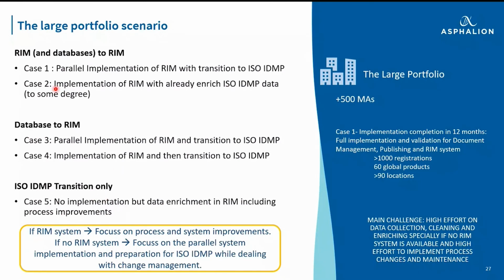So one important example, for case 1, a parallel implementation. We had one case where we completed this implementation in 12 months. This involved a full implementation and validation for document management, for publishing, and the RIM system. And this was done with more than 1,000 registrations, around 60 global products and over 90 locations.